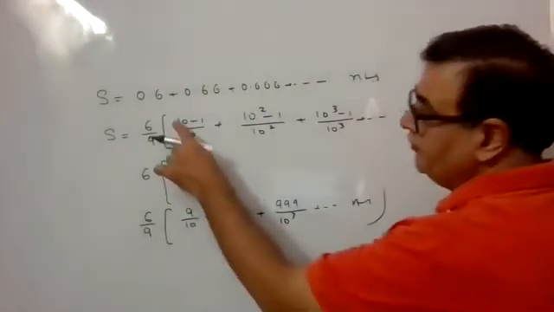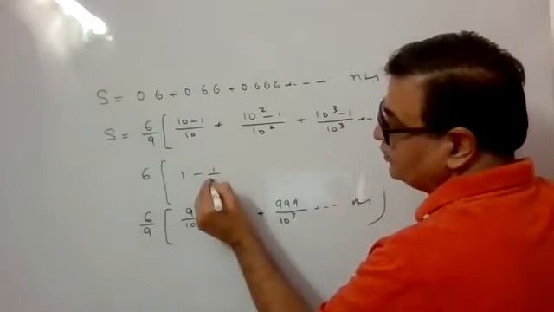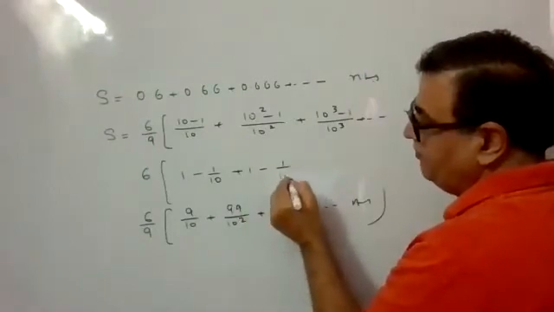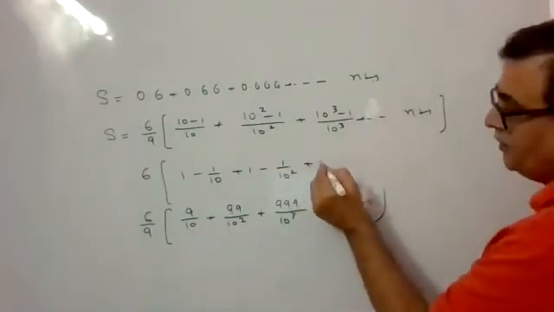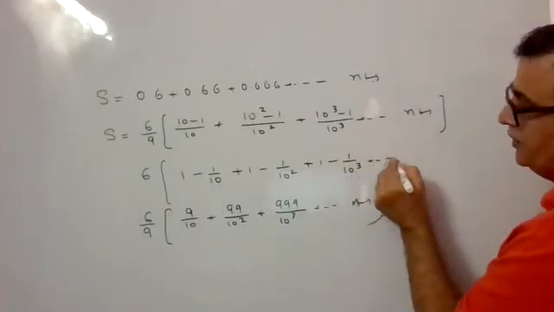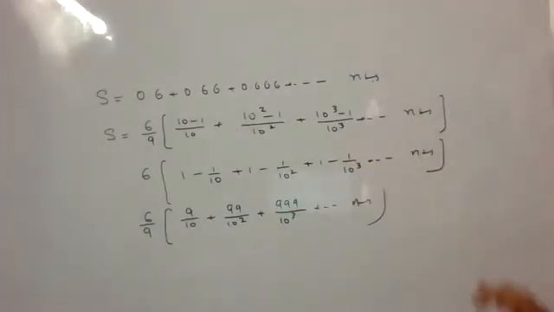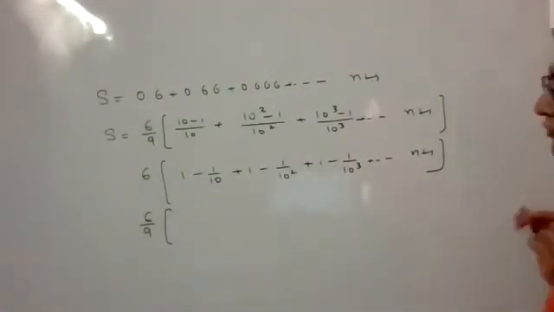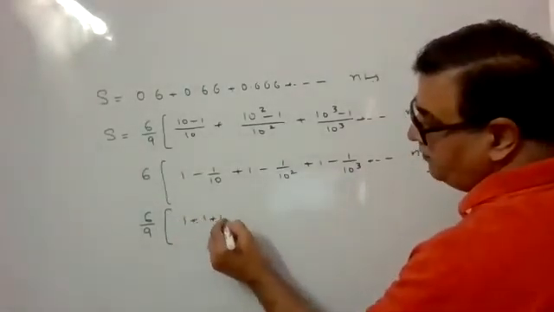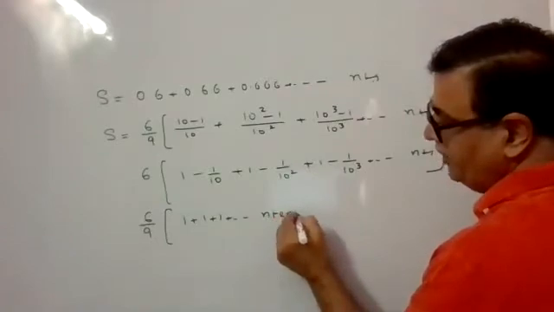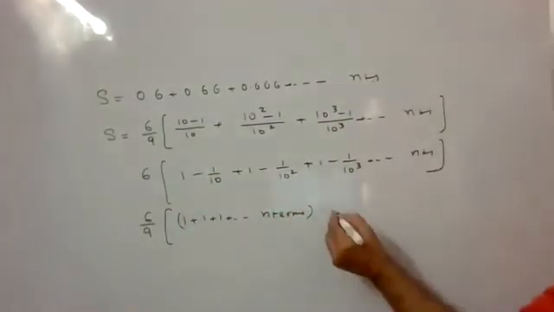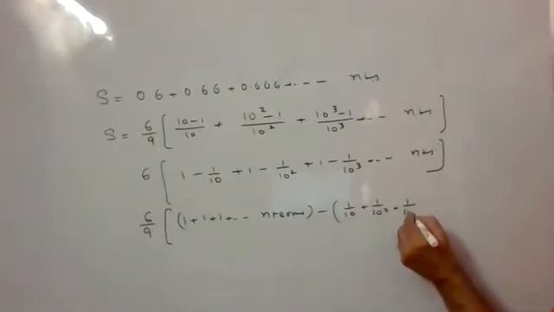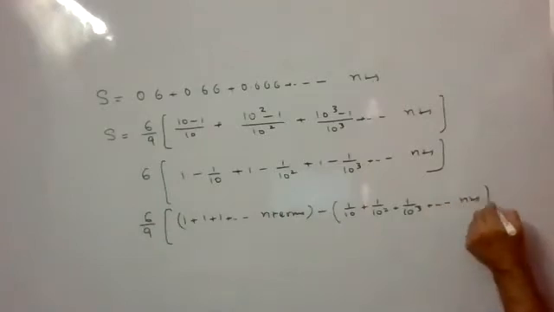Now what I should do here, we will write 10 by 10 is 1 minus 1 by 10. 10 square by 10 square, this is 1 minus 1 by 10 square. Then it comes out to be 1 minus 1 by 10 cube till n terms. Then we will be having two series. One will be 1 plus 1 plus 1 till how many terms? We will have n terms. And the second series will be minus, it is 1 by 10, 1 by 10 square, 1 by 10 cube till n terms.